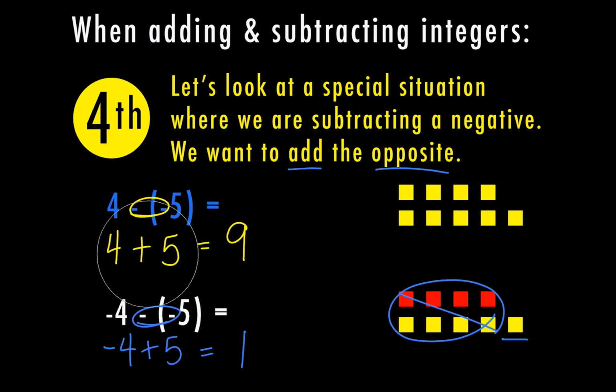Now if we go by our sign rules to solve both of these, after I add the opposite, I now have 4 plus 5, which are the same sign, so I add and keep the sign. In this situation, after I add the opposite, I now have a negative 4 plus 5, which are different signs. So I'm going to subtract, which is 1, and keep the sign of the higher number, which in this case is a positive 5. So that would be a positive 1.